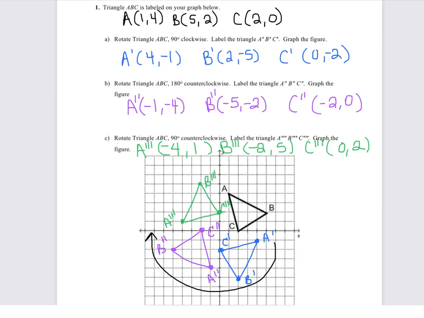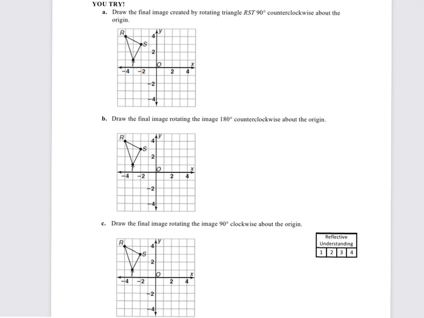So now what I'd like you to do is the You Try section. I would like you to complete A, B, and C, and we will discuss it in class. I suggest you write your original coordinates and then write your rotated coordinates before you graph each image. Thank you.